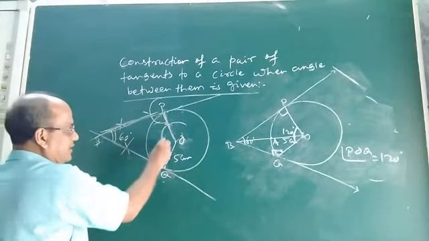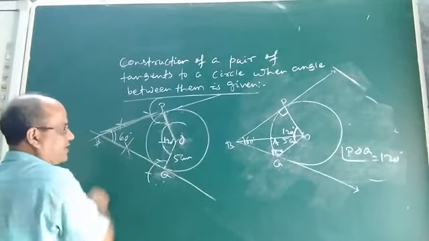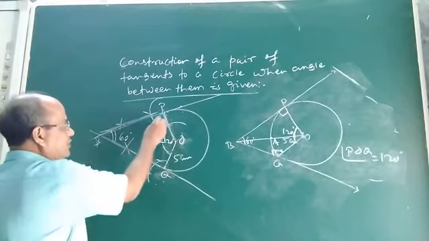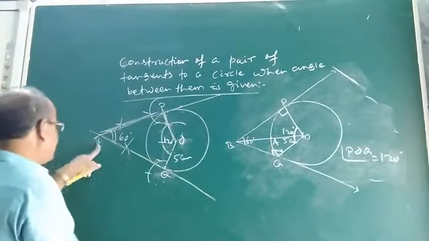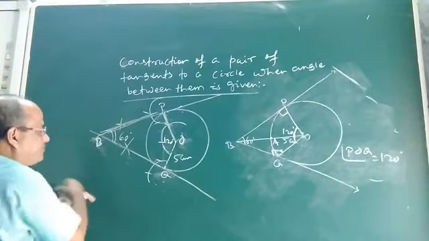OPBQ is a quadrilateral. This angle is how many degrees? We constructed 120 degrees. So this is 120, this is 90, this is 90. So no doubt, angle B will be how many degrees? Angle B will automatically be 60 degrees.